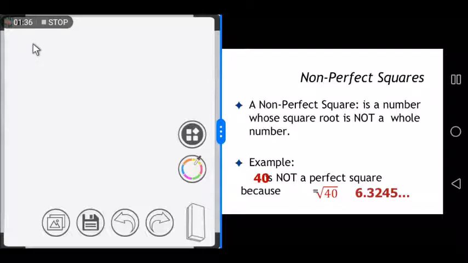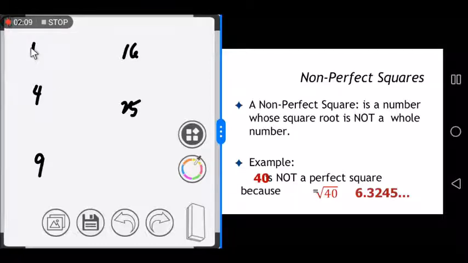We have 1 times 1, which is 1. 2 times 2, which is 4. 3 times 3, which is 9. And then, we also have 4 times 4, which is 16. Then, 5 times 5, which is 25. So, since perfect square numbers itong si 1, 4, 9, 16, and 25, ibig sabihin, lahat ng numbers in between nila, they are non-perfect square numbers.